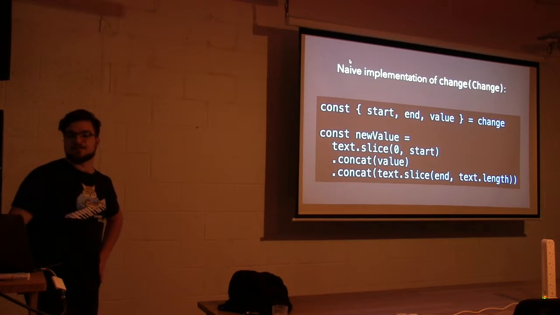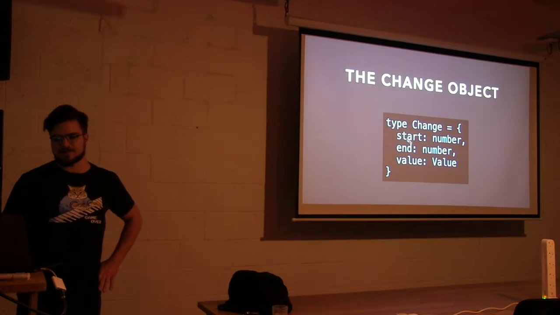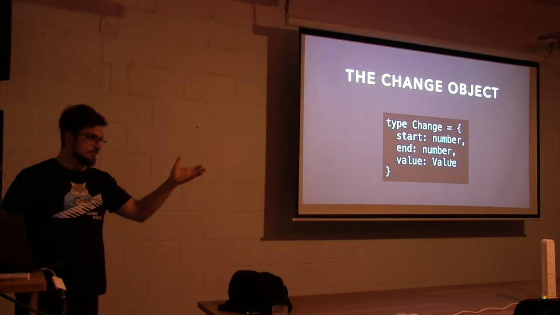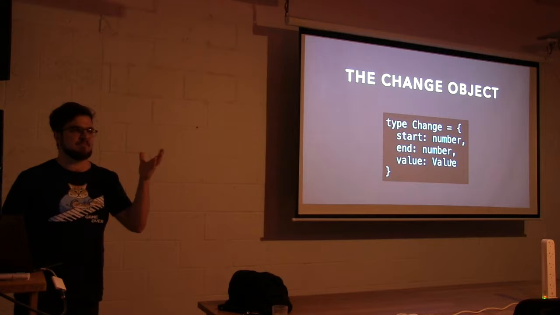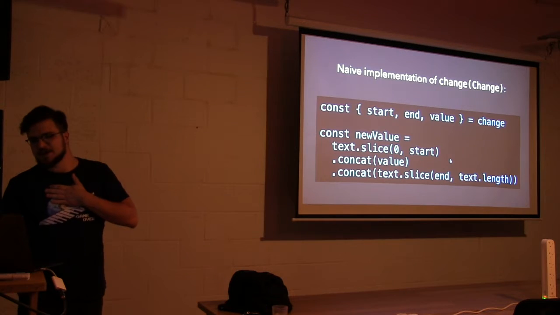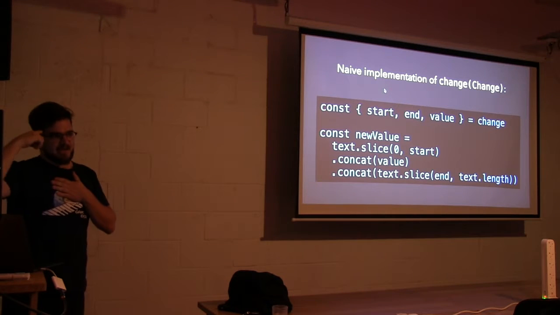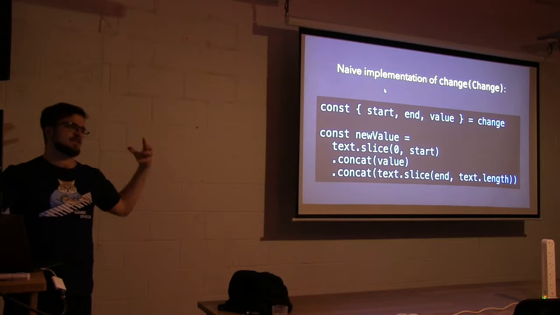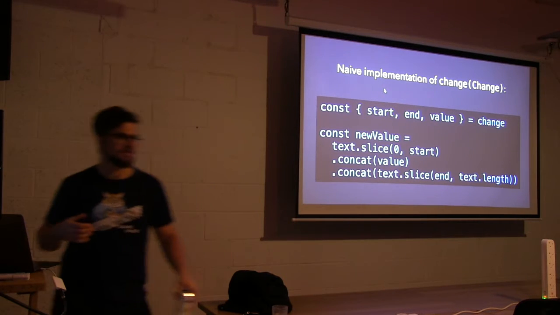This is a naive implementation of the change method. Given this object that has a start, end, and a value being, say, a string or an array of characters or something like that, it's the slice method again, right? So we just use slice to concatenate our arrays or our strings and update the model. Make sense?